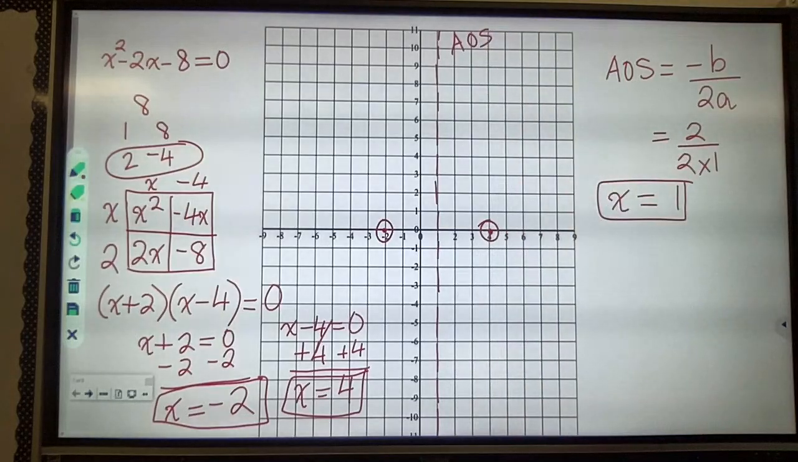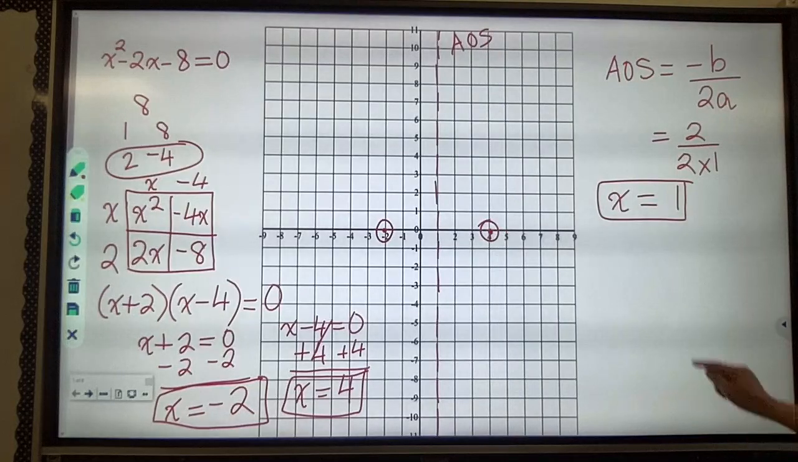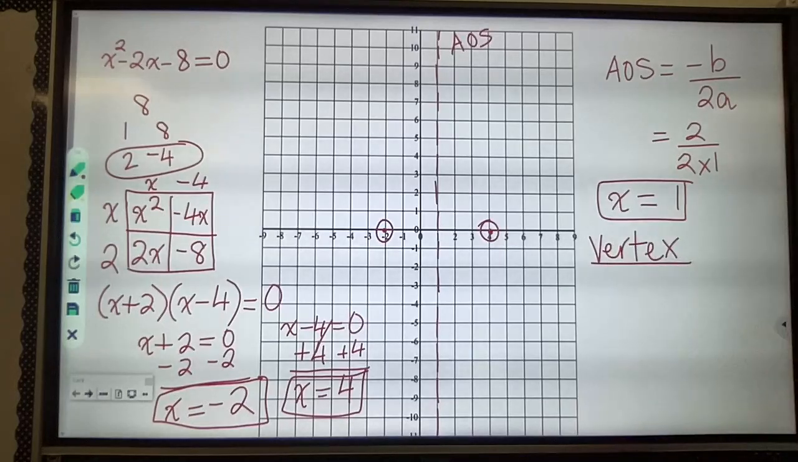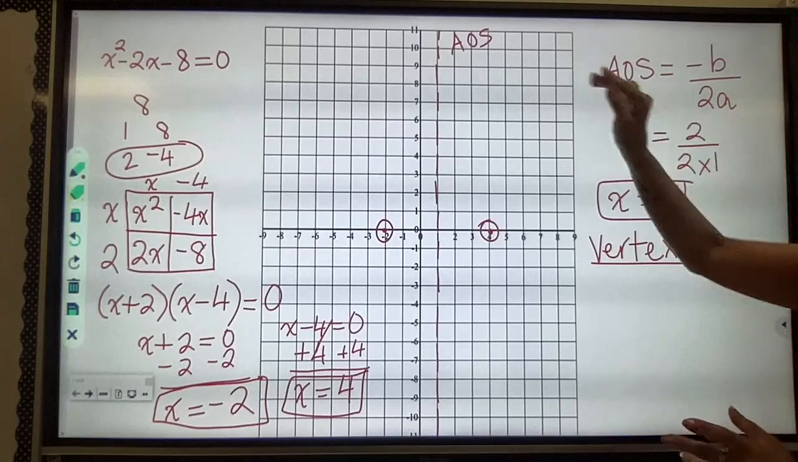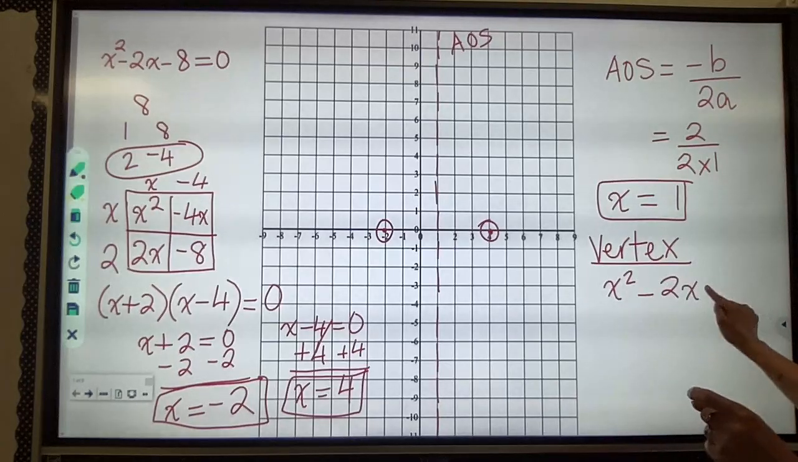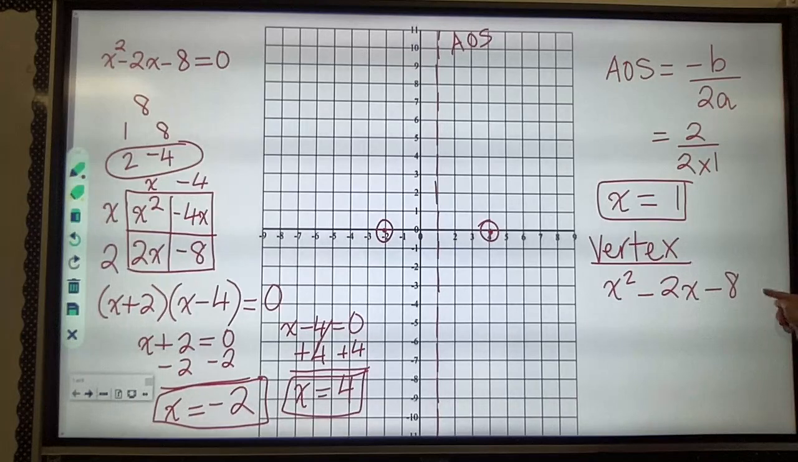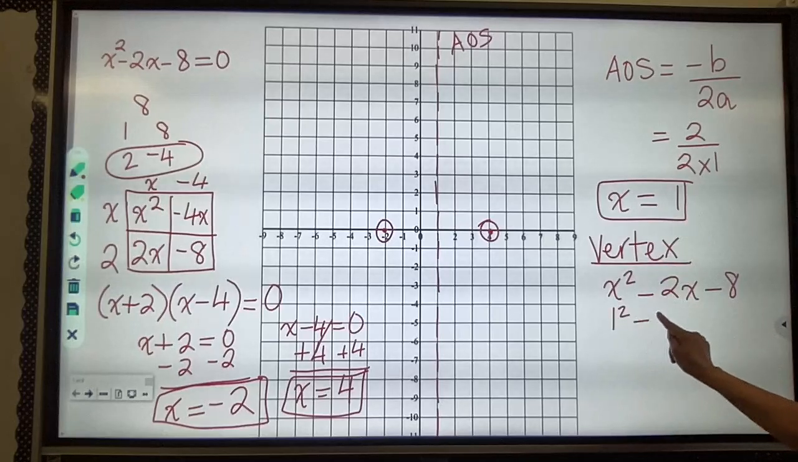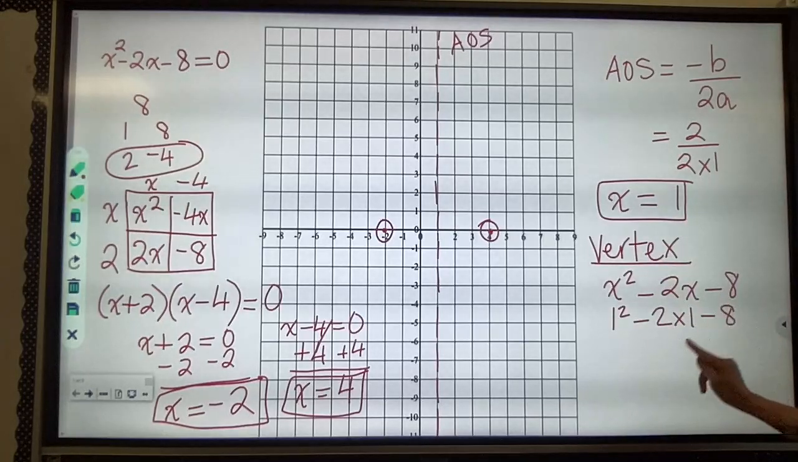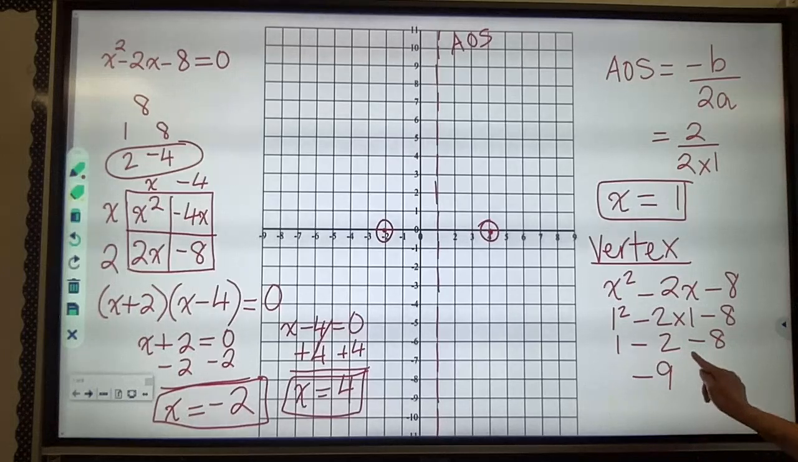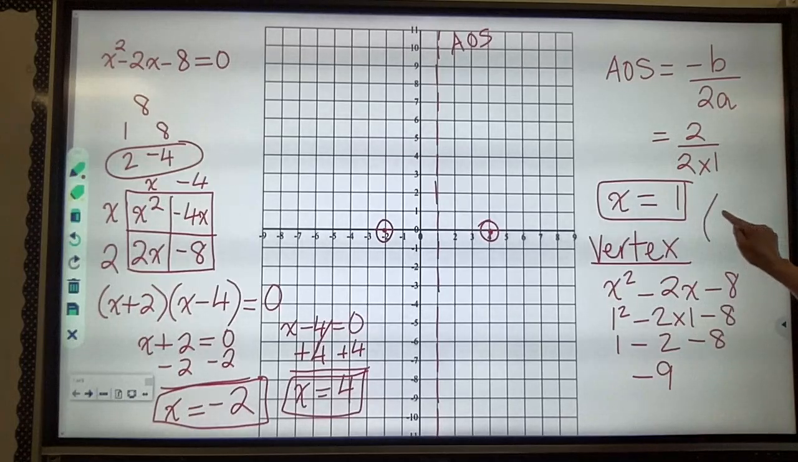Next thing I'm going to do is calculate the vertex. To calculate the vertex, once again, I take the original equation, x squared minus 2x minus 8, which is equal to y, and substitute the value for x. This is 1 squared minus 2 times 1 minus 8, which gives me 1 minus 2 minus 8, which is -9. So therefore my vertex is going to be (1, -9).